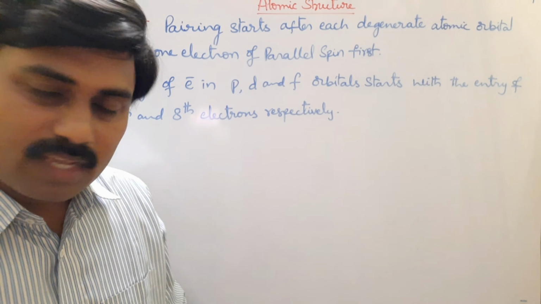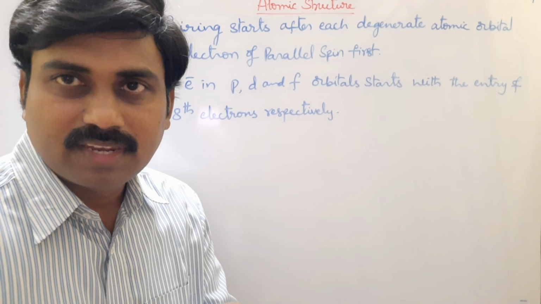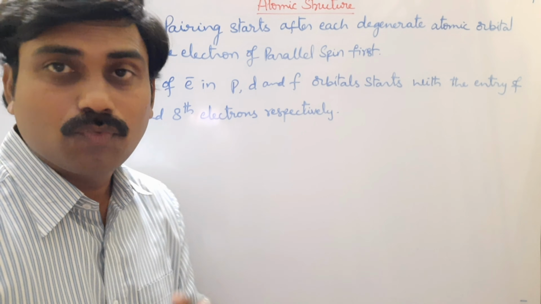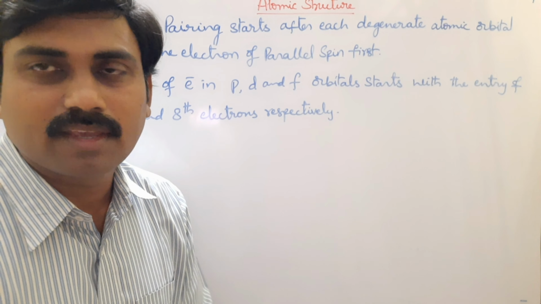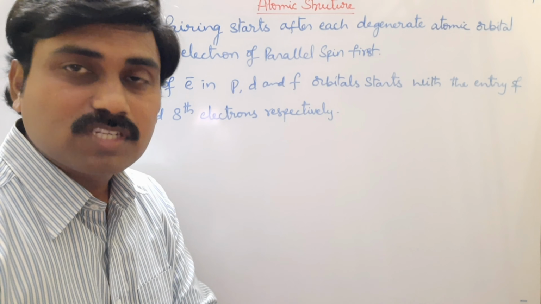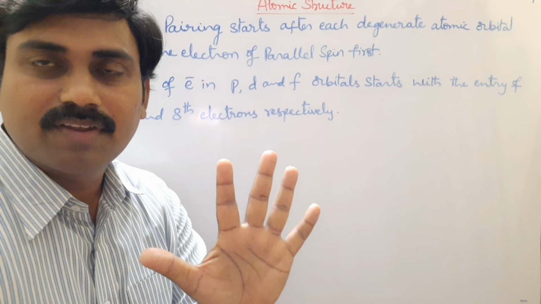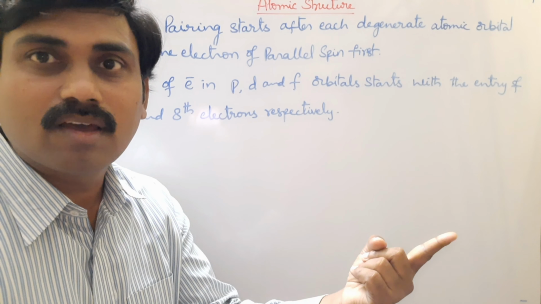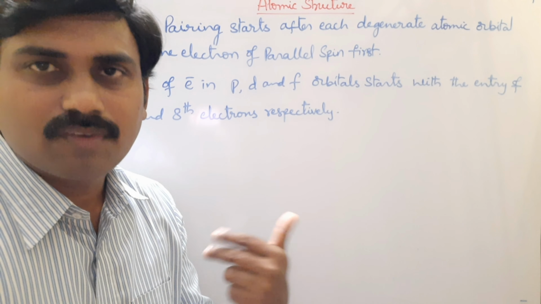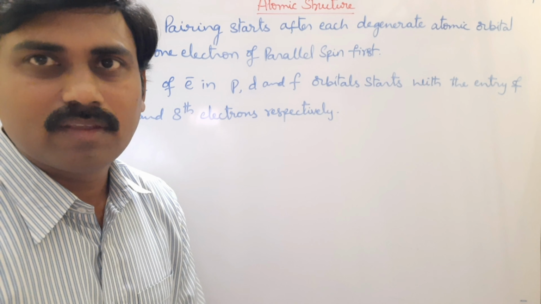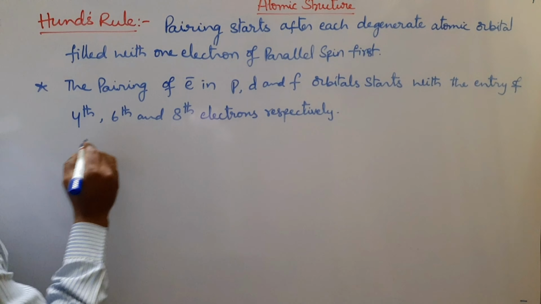That's why in the case of p orbitals, first we should fill 3 electrons, one in each atomic orbital, and then with the 4th electron pairing will start. In the case of d orbitals, first of all we should fill 5 electrons in 5 degenerate orbitals, so from the 6th electron onwards pairing starts. In the case of f orbitals, from the 8th electron onwards pairing will start. So look at the example.